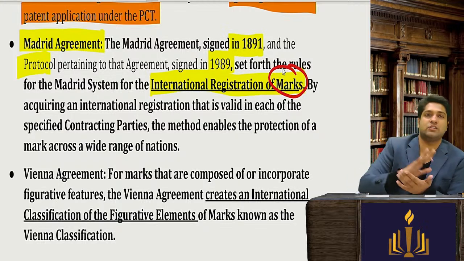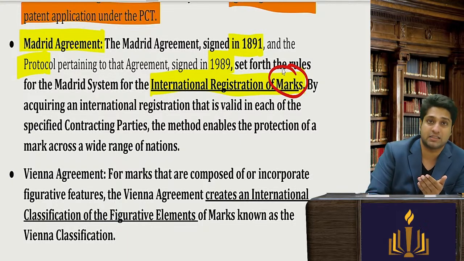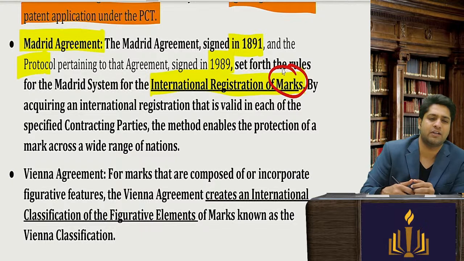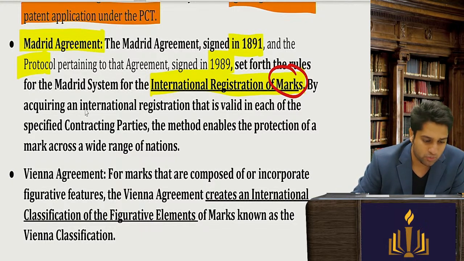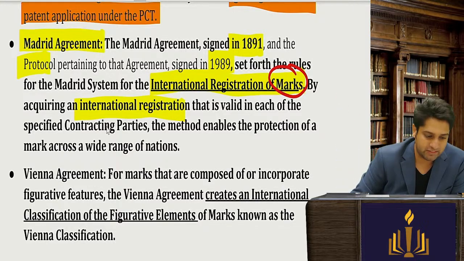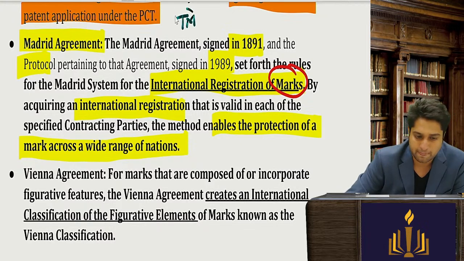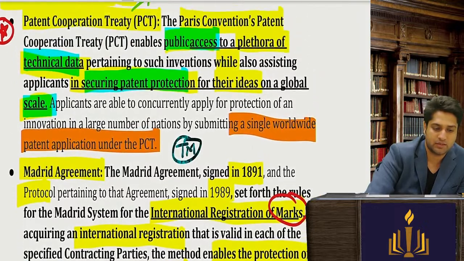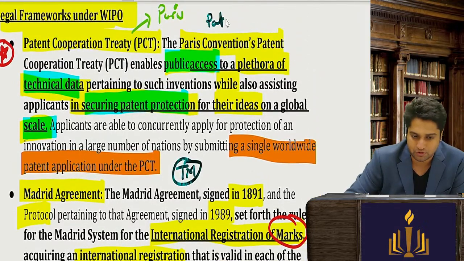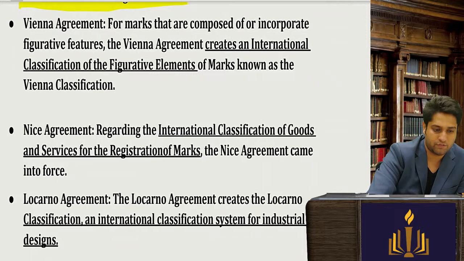Now they are saying there are different kinds of marks, that is trademarks, certification marks, group marks, service marks, sound marks. All of this is there for international registration. By acquiring an international registration, it is valid in each specified contracting party. The method enables the protection of a mark across a wide range of nations. So again, this is specifically talking about trademarks, marks, logos, etc. In Madrid they were talking about marks; in Paris, they were talking about patents and their global protection. Now coming to your Vienna Agreement.